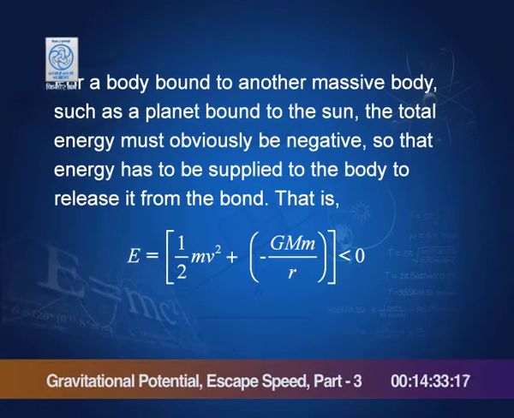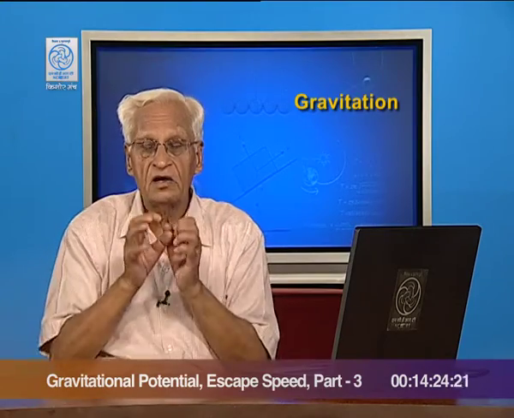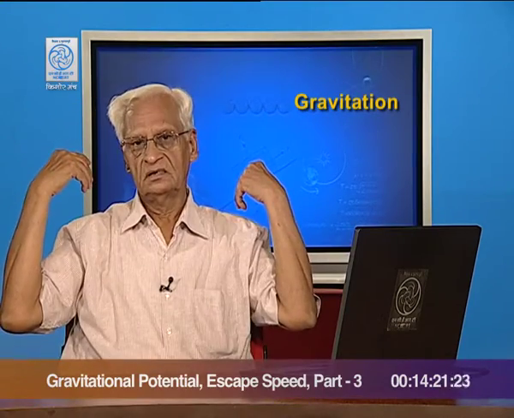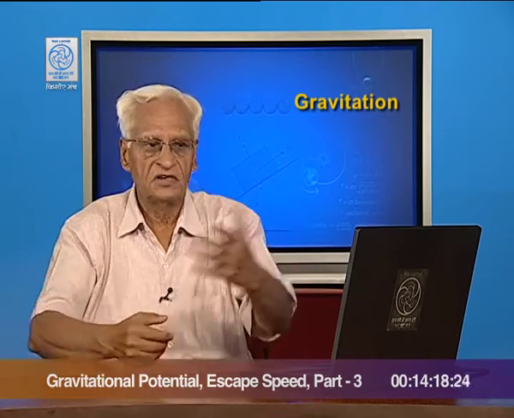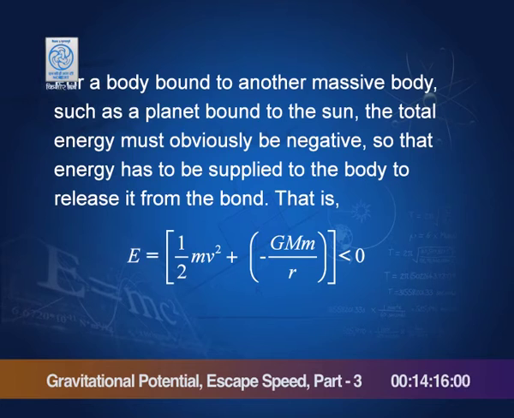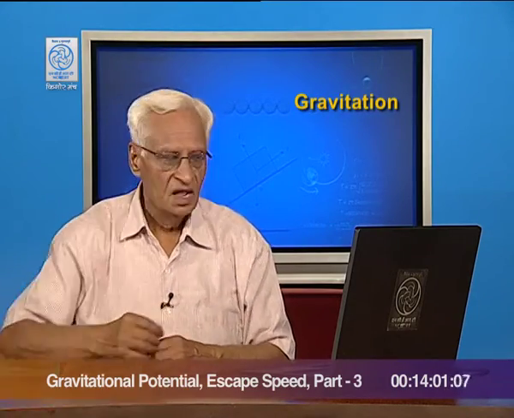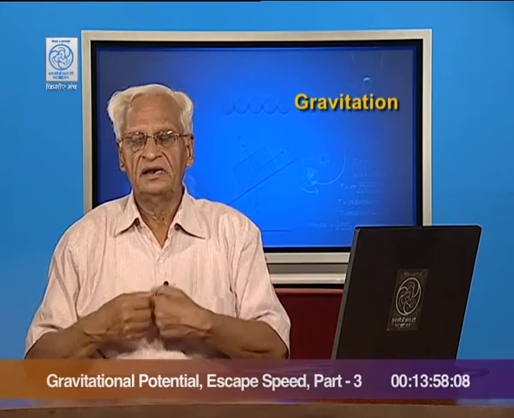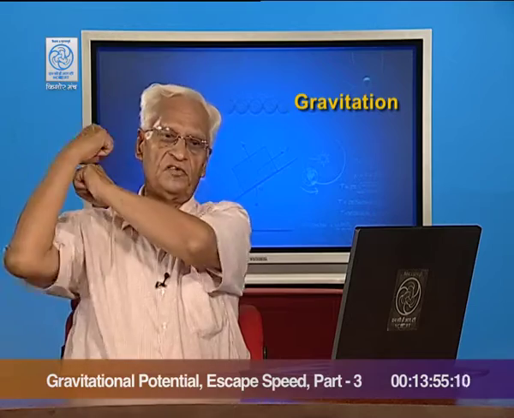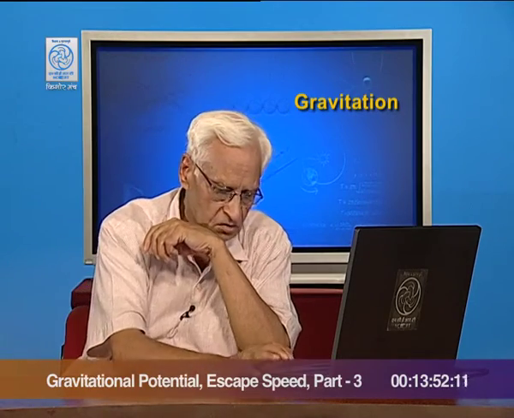Now, for a body bound to another massive body, such as the planet bound to the sun, the total energy must obviously be negative. Why is it negative? So that we need to do work to remove this body free of the gravitational potential. So, E is equal to half m v squared, that is kinetic energy, plus potential energy, minus G M m by r, and the sum of these two must be less than 0 for the particle to be bound. For example, for the earth to be bound to the sun, the total energy must be negative. So, energy is required to be given to the earth to remove it from the clutches of the sun.